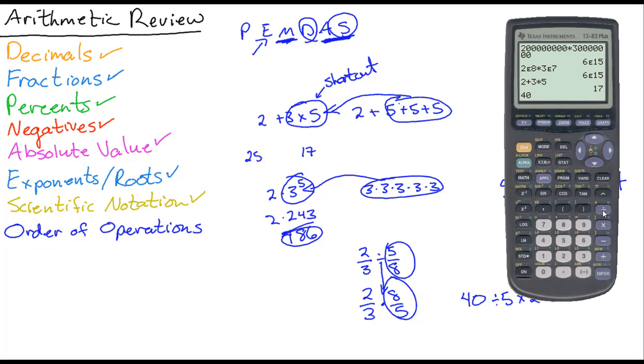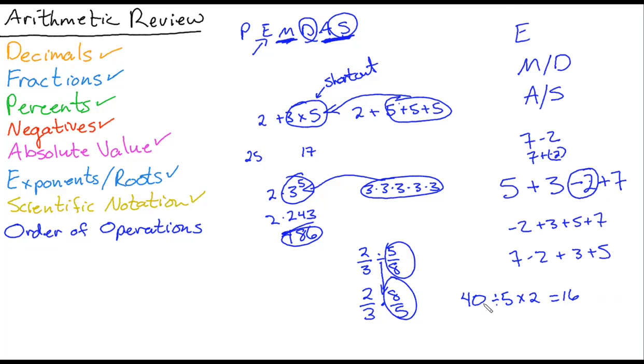40 divided by 5 times 2. Yeah, it will just do it left to right, and that's great. The reason that's so important is that dividing by 5, you could rewrite it as 40 times 1/5 times 2. Then you could do it in any order you wanted. 40 times 2 is 80, times 1/5, or divided by 5, is 16. 2 times 1/5 is 2/5 of 40, which would be 16.